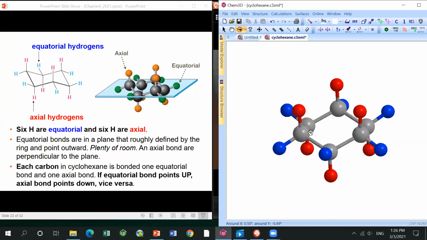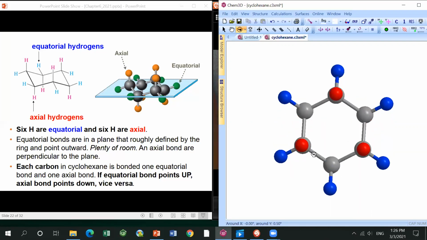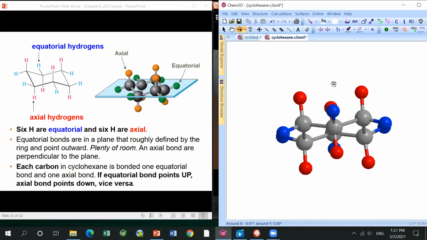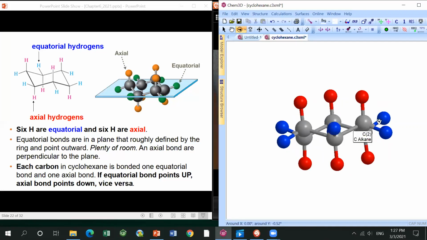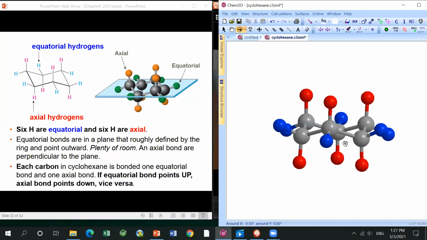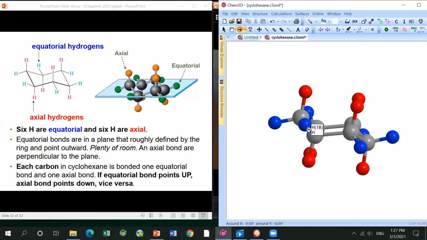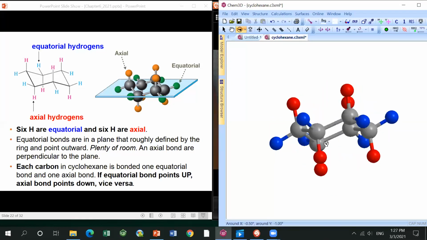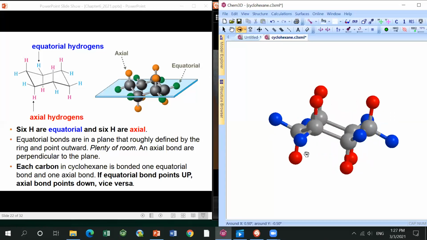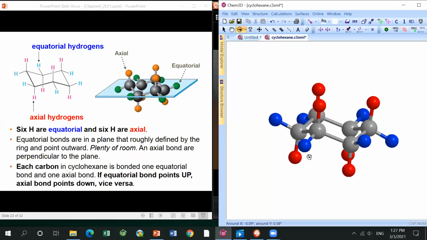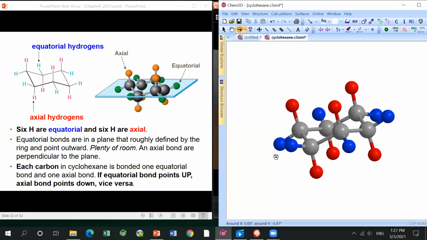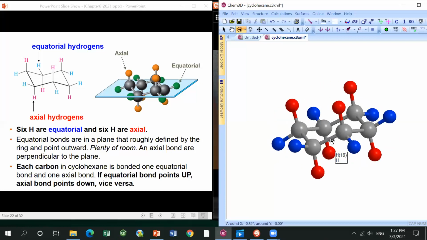And if you take a look, that's a better view. You see all six equatorial bonds extend out away from the ring. Here, three are going up, this one, this one, this one, and three going down, this one, this one, and this one. When you put it like this, maybe a little bit angled, that's the chair conformation.